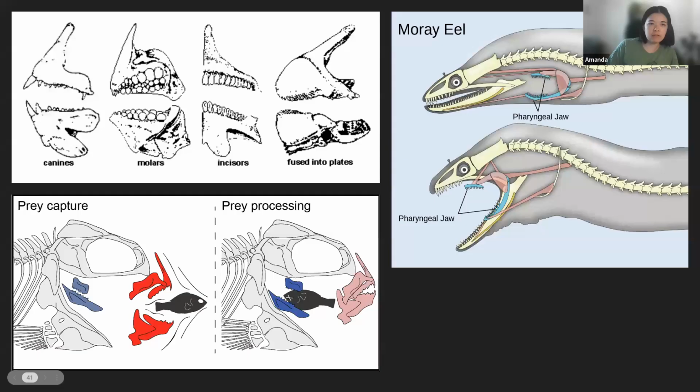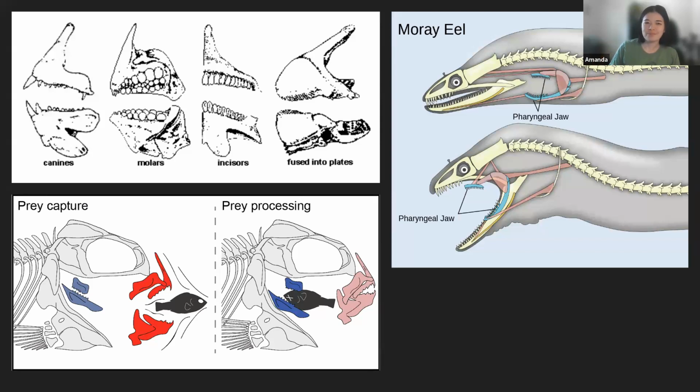But moving away from mammals, fish also have a variety of teeth that correspond to their diet. As you can see, these are the 4 typical types. They typically don't have a mix of teeth like some mammals do. It's more like all canines, all molars, all incisors. But fish are really interesting because they can have pharyngeal teeth.